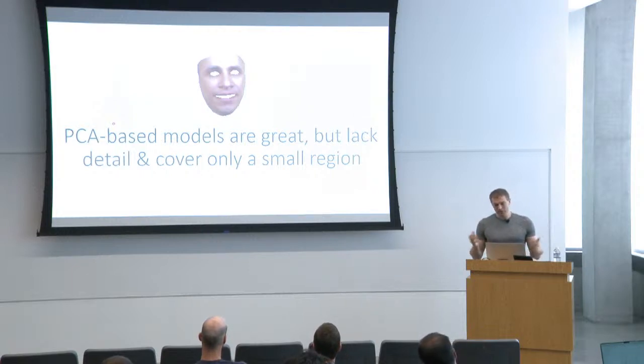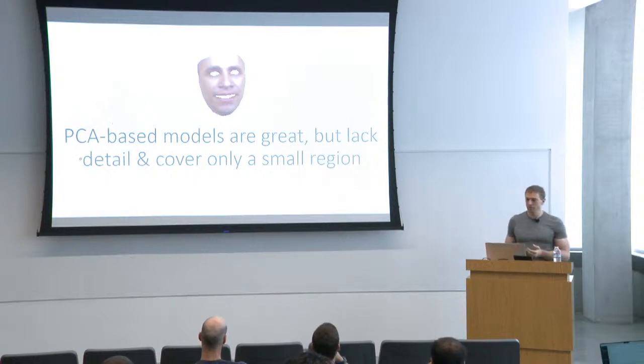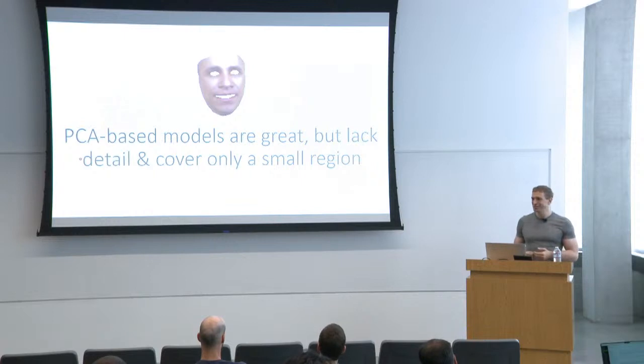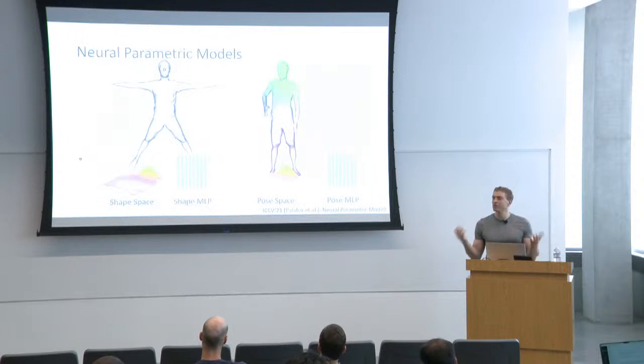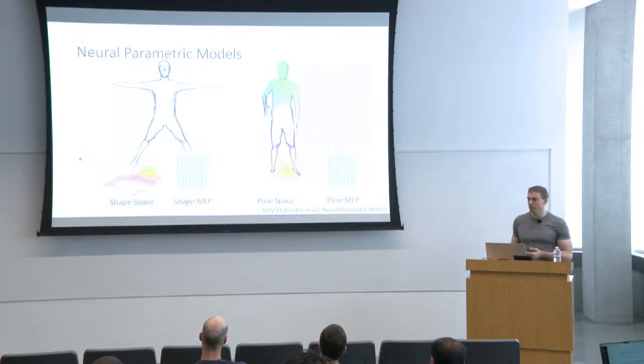And how do we fix it? The first thing we wanted to fix is the detail part. We want to fix it by replacing the PCA. The PCA, by definition, is a least squares optimization that unfortunately doesn't have a lot of detail, because we're taking the highest variance first. So we want to replace the PCA with a nonlinear model. And since we don't know which nonlinear model we want to use, we simply learn these models. And this is what neural parametric models are doing.